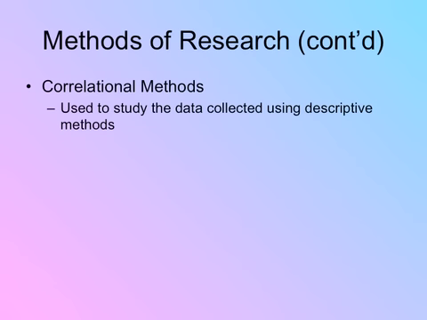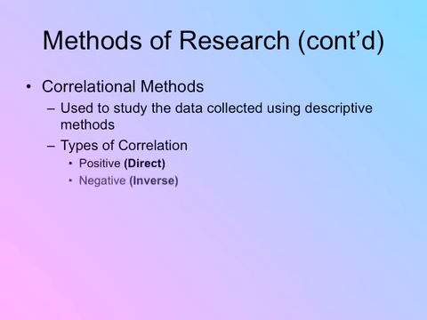Great, we have all of this data. What does it mean? We use correlational methods to determine if there's any sort of relationship between the factors within our studies. And so when we talk about correlational methods, we are looking for patterns in the data that we've collected to find correlation or relationship. And so when we talk about this, we can talk about it either having a positive or direct correlation, or we can talk about things having a negative or inverse correlation.